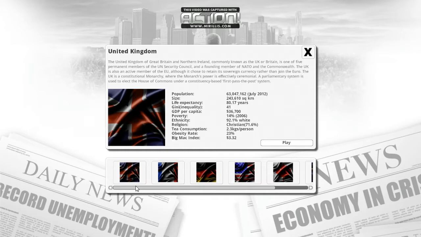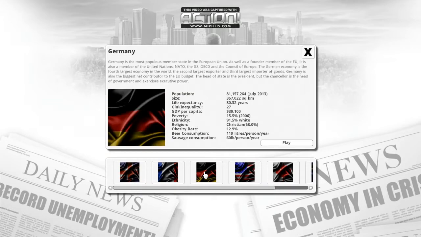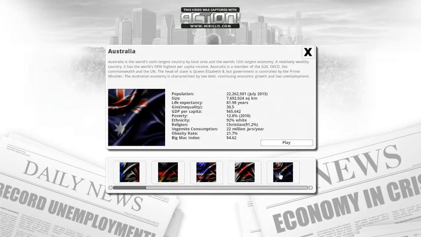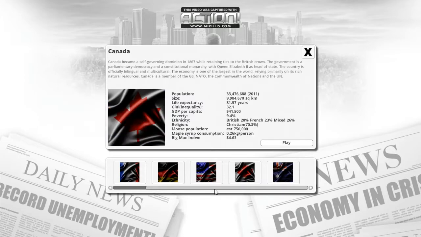You get to play as one of 6 modern countries. You have the United Kingdom, France, Germany, the United States, Canada, and Australia. I myself am Canadian, and I've tried playing as Canada a couple of times, and every time I play as Canada, it ends in utter and crushing financial disaster. And I don't know what that says about me or about Canada, but that's what happens.